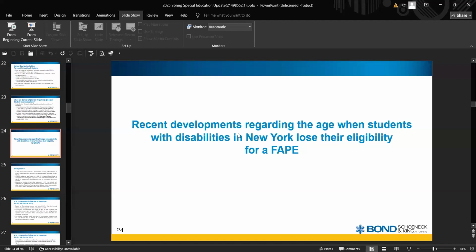What if a parent requests a specific standardized assessment? Great question from a school psychologist. Okay, so if a parent requests, we have no obligation to give parents specific assessments.